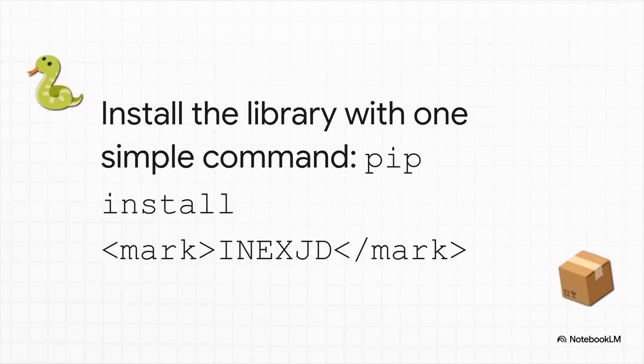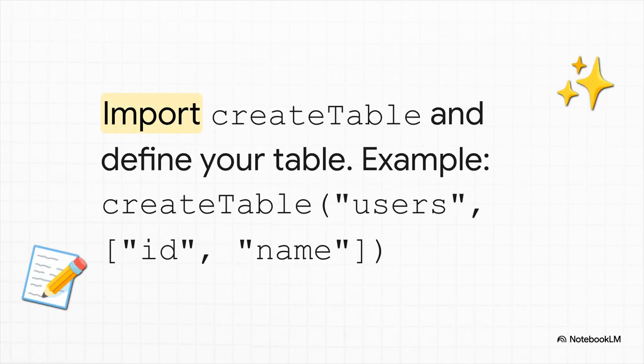Let's do it. First things first, a standard pip install. That's it. That's all it takes to get the IJD library into your Python environment. Super simple, super familiar. Okay, with the library installed, you just import create table. Now, look how clean this is. You just give your table a name, we'll call it users, and then you pass a simple list of strings for your column names. That's it. That's your entire schema definition right there in one line.